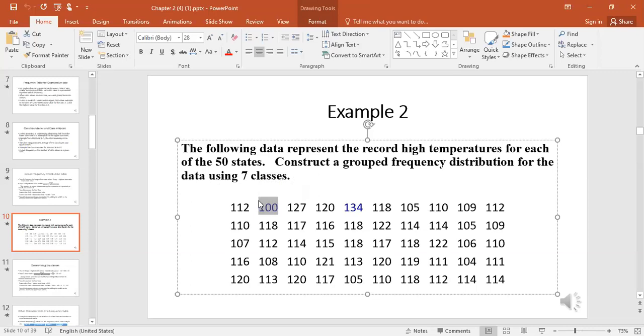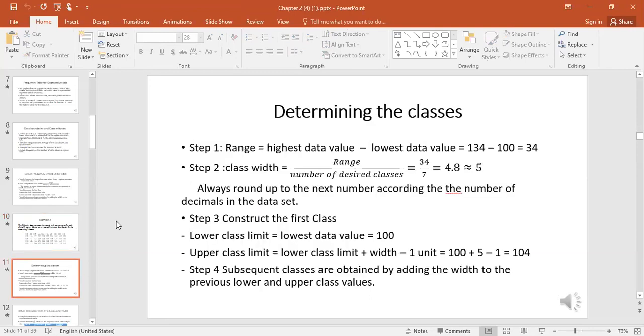Now, if we want 7 classes, we divide that range by 7 to get the width. Let's move to the next slide to see the computation. We get the range by subtracting the lowest value from the highest value, and we get 34. We use that to compute the width. The width will be 34 divided by 7, which is 4.8, and we round it up to 5. We always round up to the next whole number because we are dealing with whole numbers.